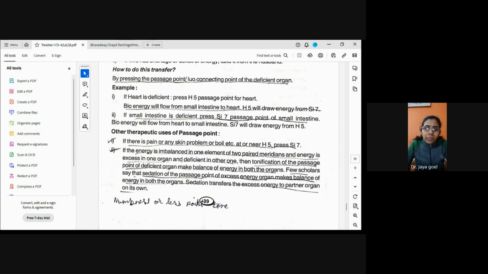It is one use that we can balance the energy of the organ.